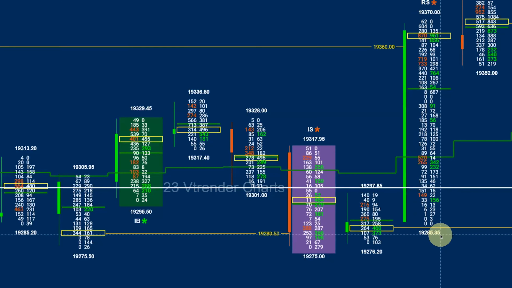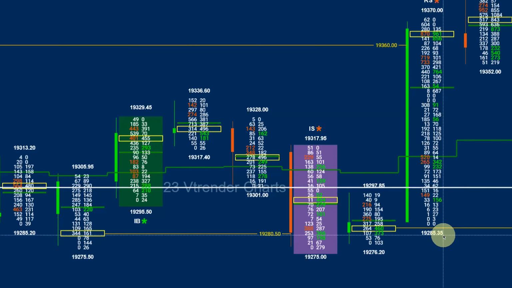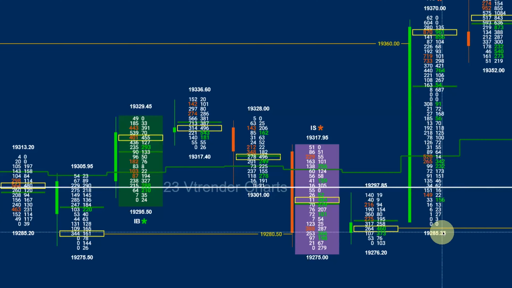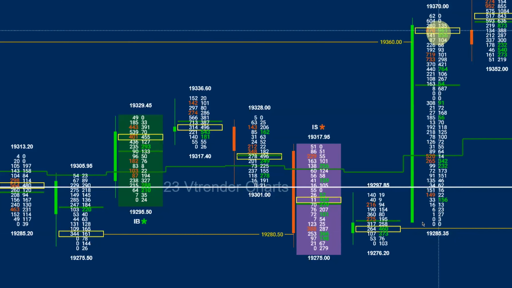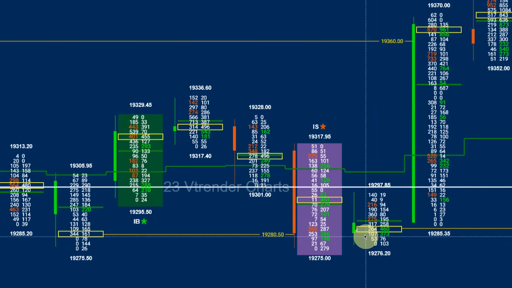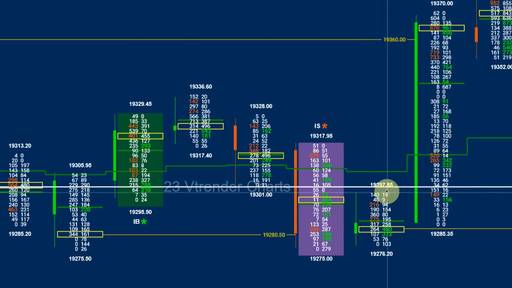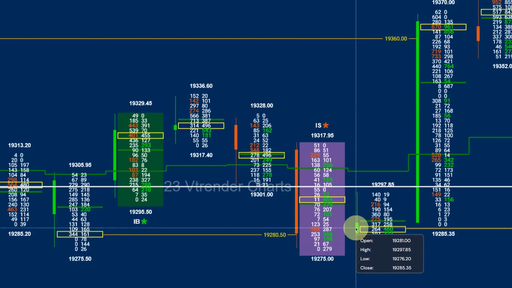Now, just hear me out. It's a little bit technical here, but I'm going to try to read to you what exactly happened in this bar, and I'll try to make sense of all these numbers coming in. So here's where this previous bar was. This is also a 30-minute bar with a range of 19297 to 19276. And this is the open, high, low, and close.